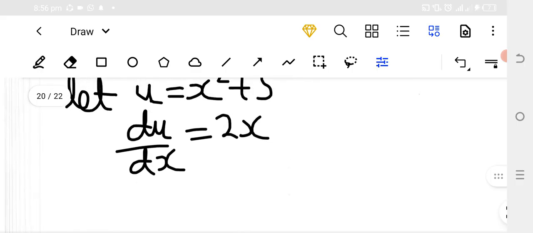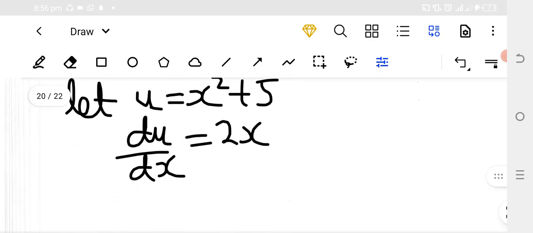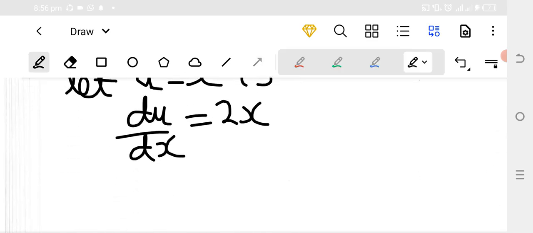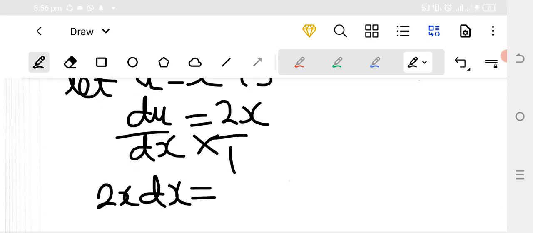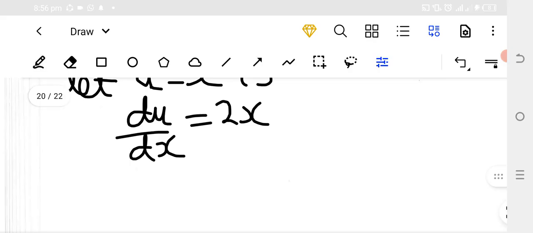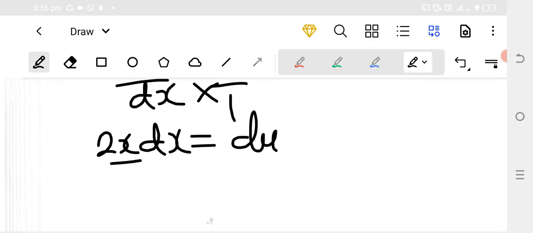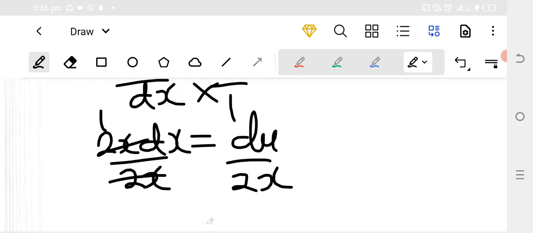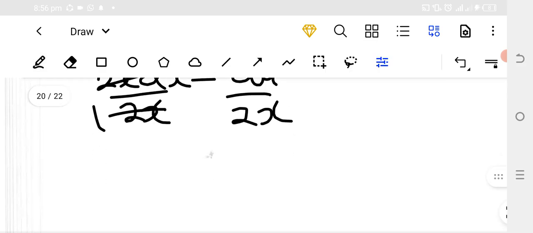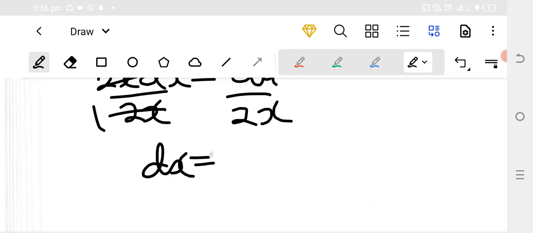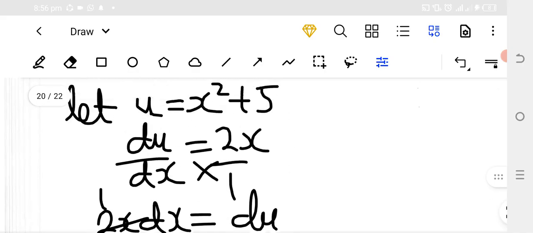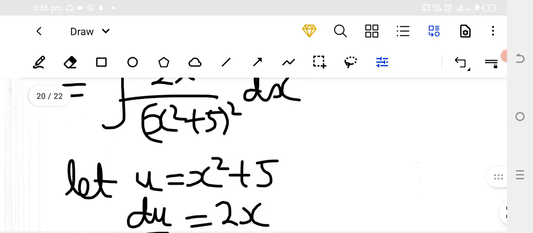After you find your du dx to be equal to 2x, you make dx the subject of the formula. So 2x dx is equal to du. If you divide both sides by 2x, 2x can go into itself, 1 into 2x, it's a 1. dx is equal to du, you divide by 2x. Instead of writing dx, you're going to write du divided by 2x.